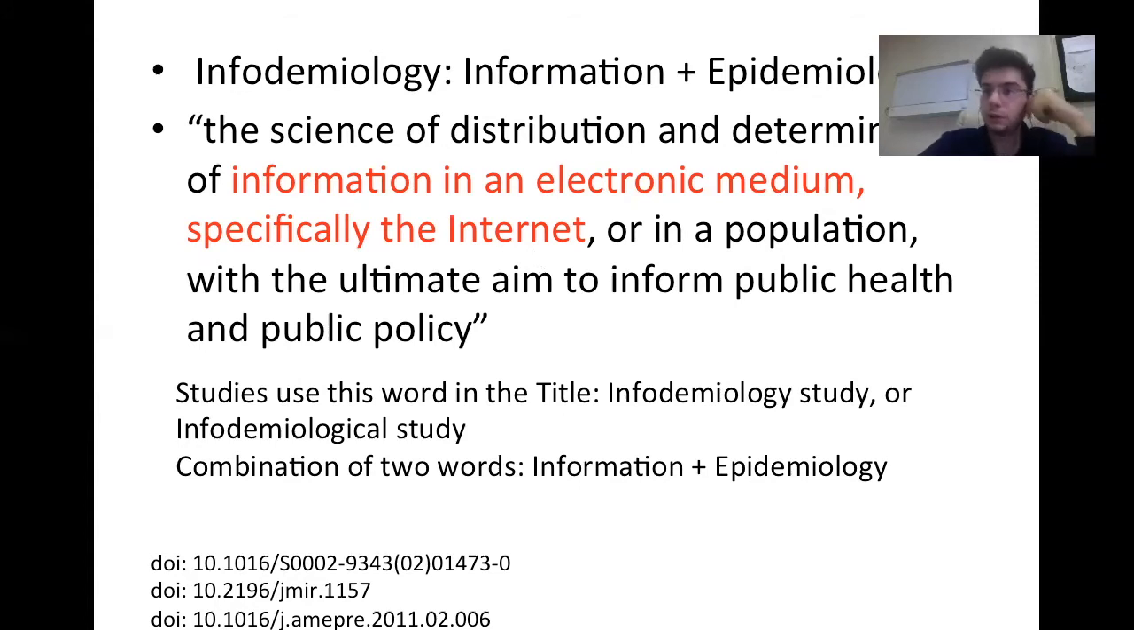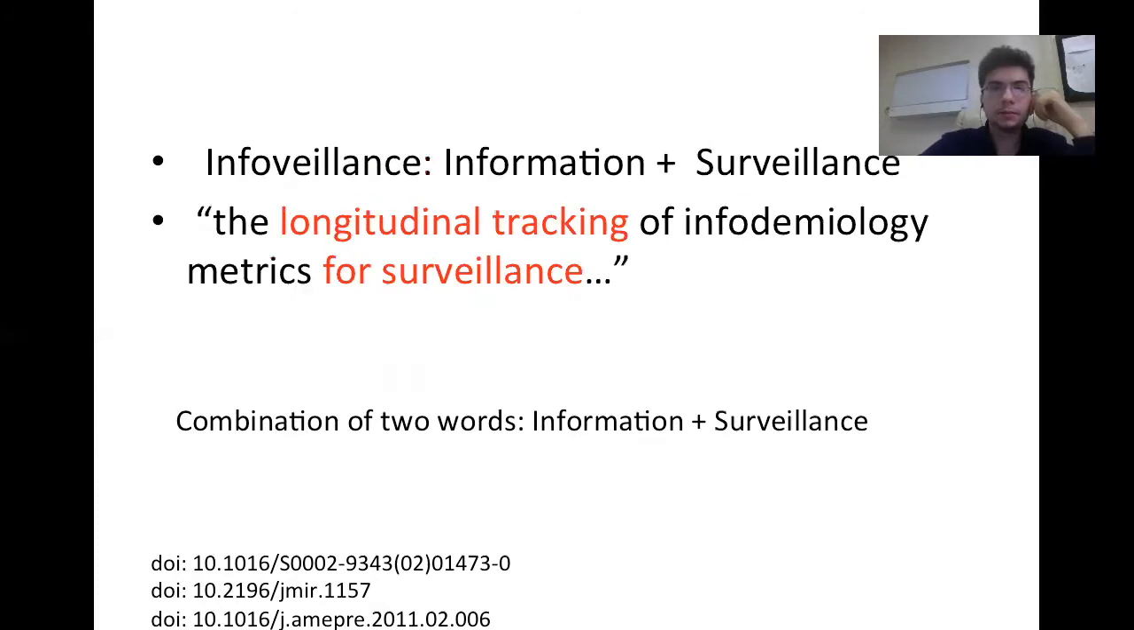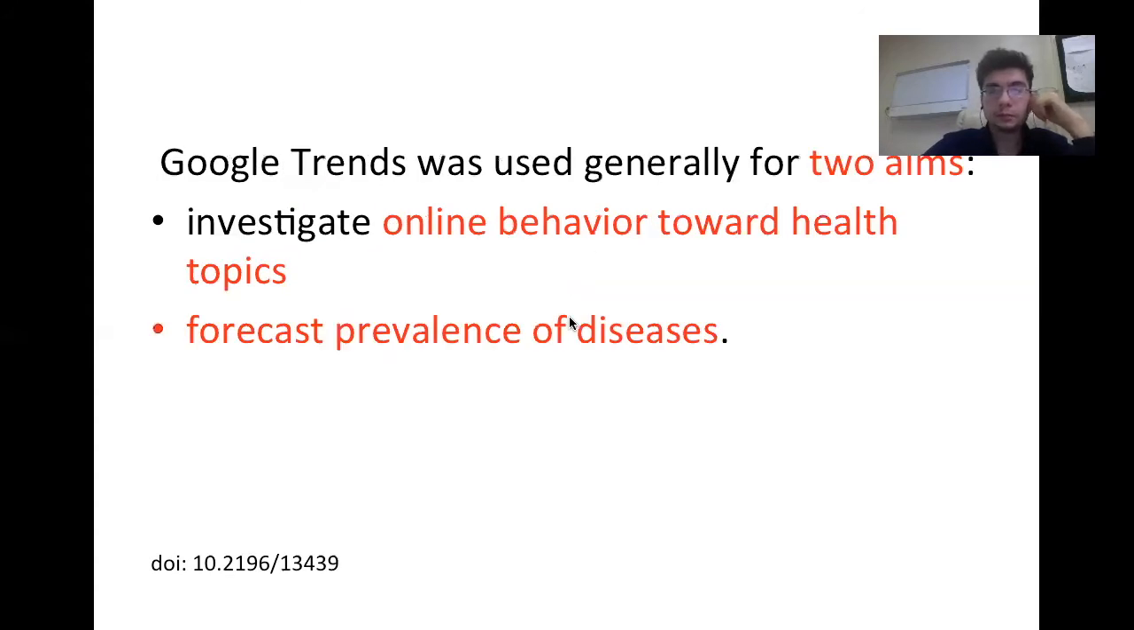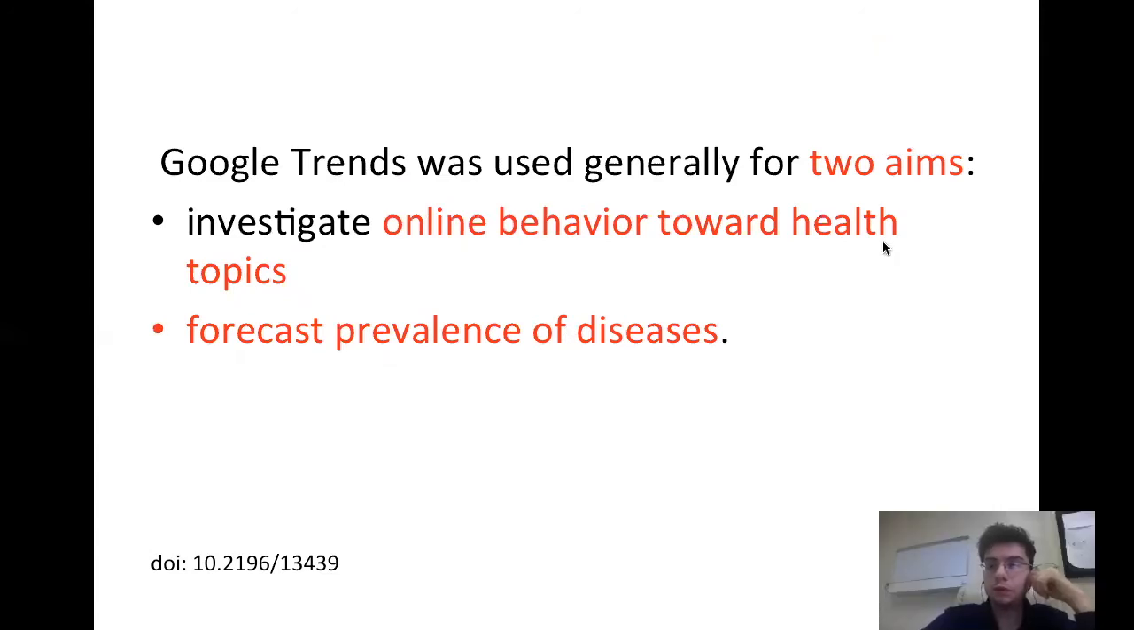The ultimate aim of such studies is to inform public health and public policies, which can be garnered from these websites. On the other hand, infoveillance is the combination of two words, information plus surveillance. It is a longitudinal tracking for surveillance. Google Trends is generally used for two aims. First, to investigate online behavior towards health topics. Second, to forecast or survey or track or monitor the prevalence of a disease.